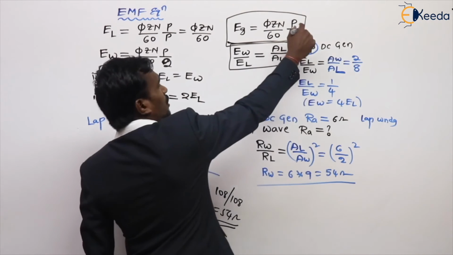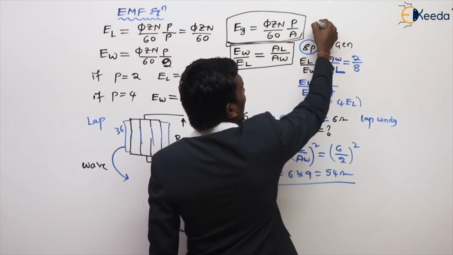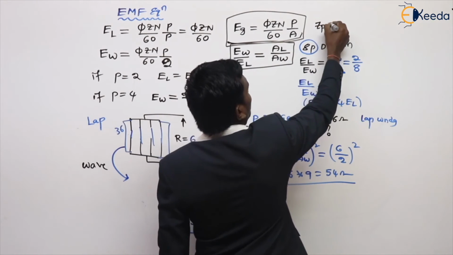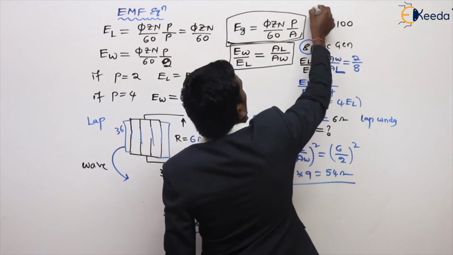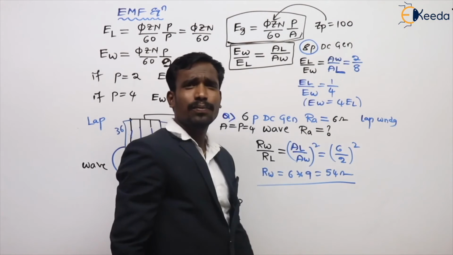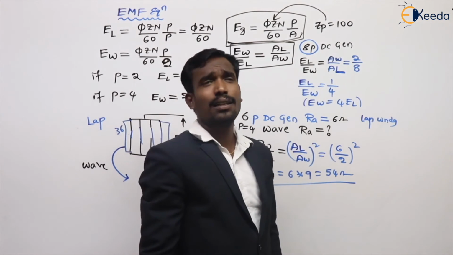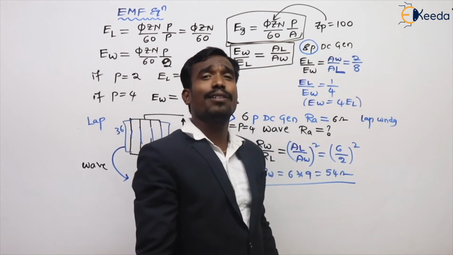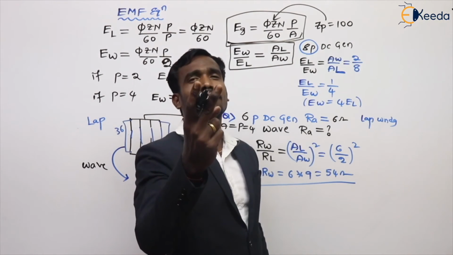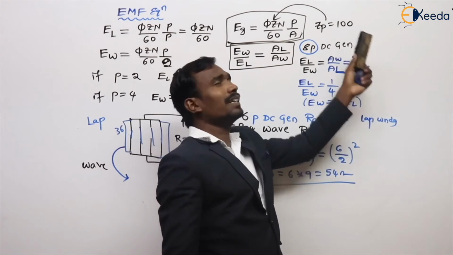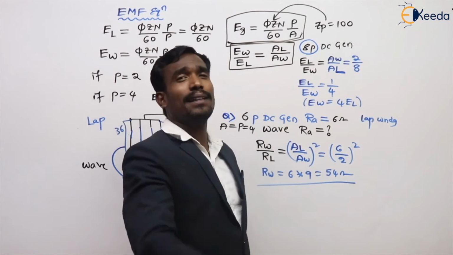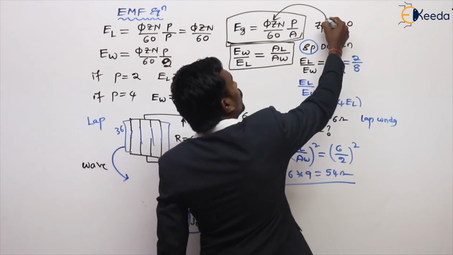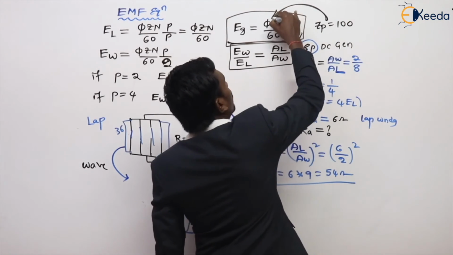Sometimes they will ask you a question: this is wave connected, and the number of conductors per parallel path is 100. Then what do you have to substitute here? It is wave connected, so the conductors are 100 per path, but generally in wave winding we have 2 parallel paths. For one parallel path, 100 conductors. For 2 parallel paths, how many conductors? 200 conductors. So you have to substitute 200 conductors here.